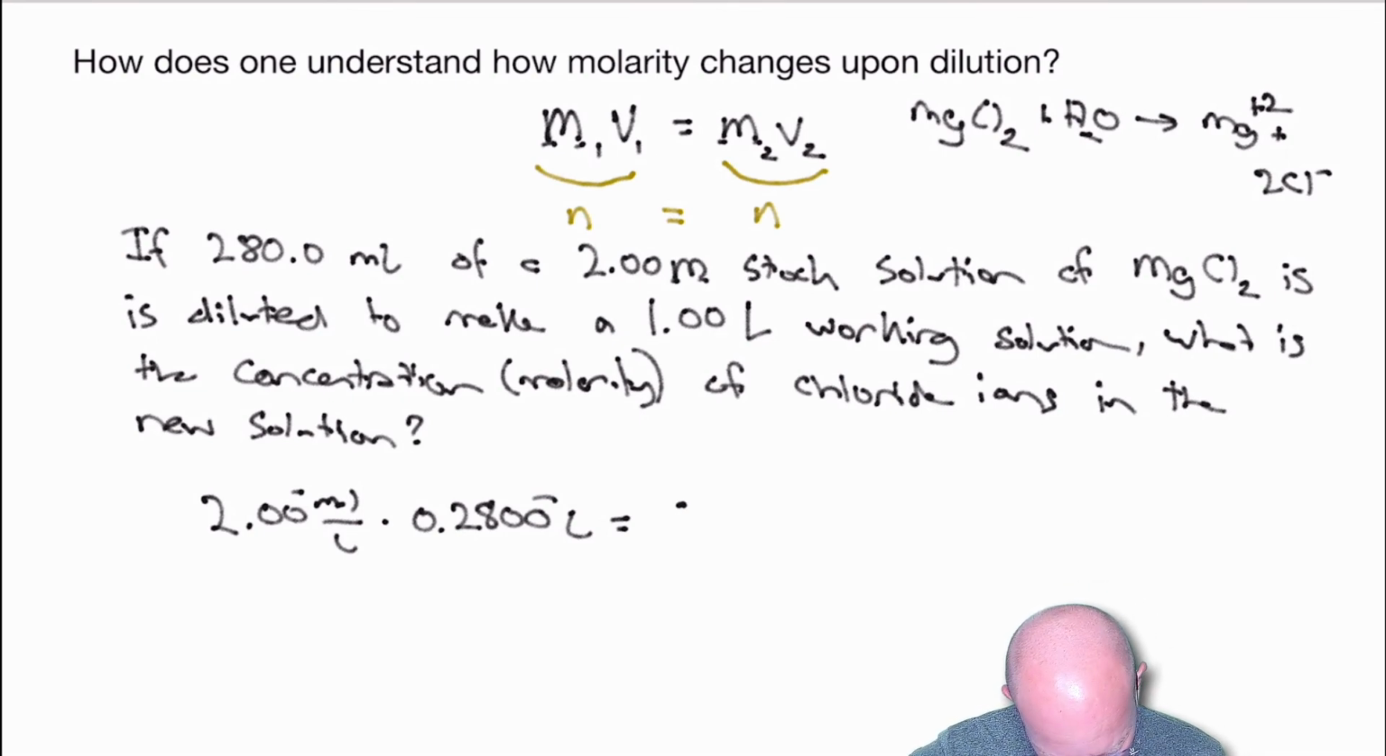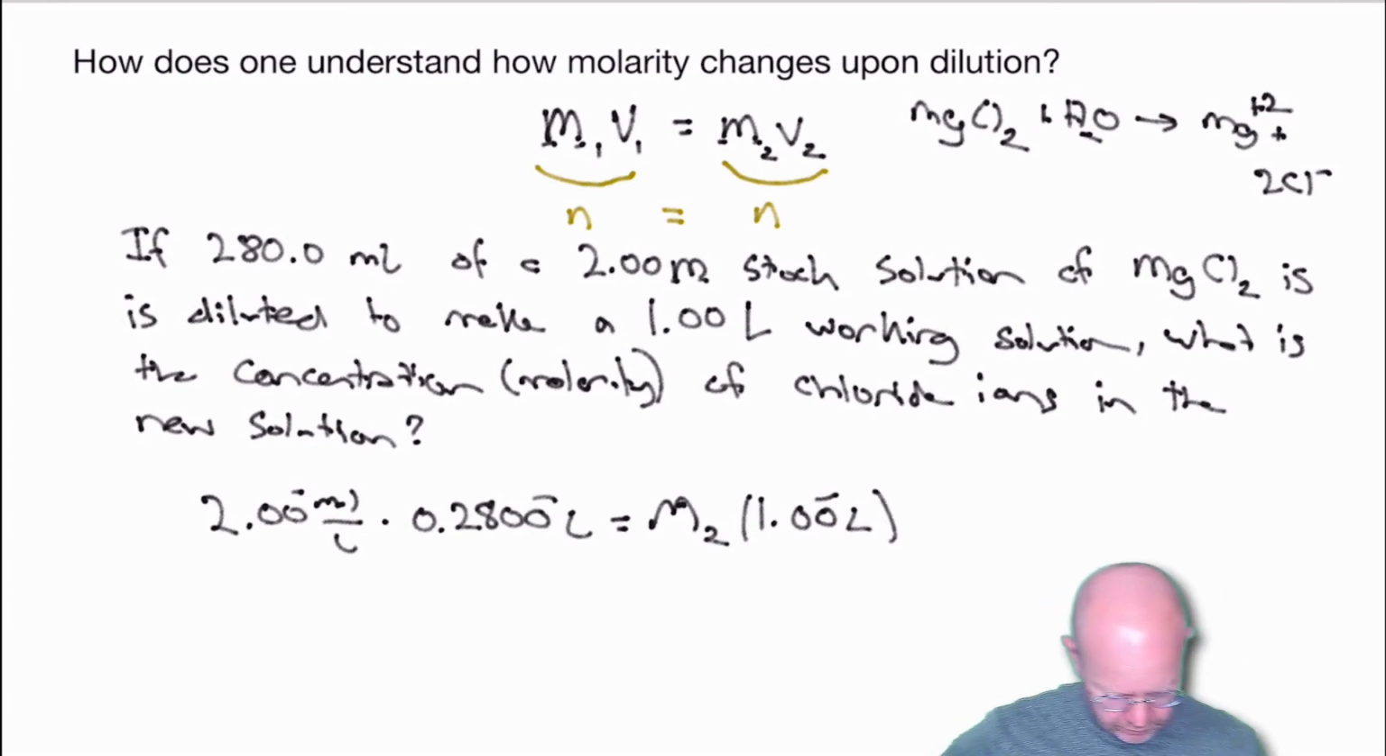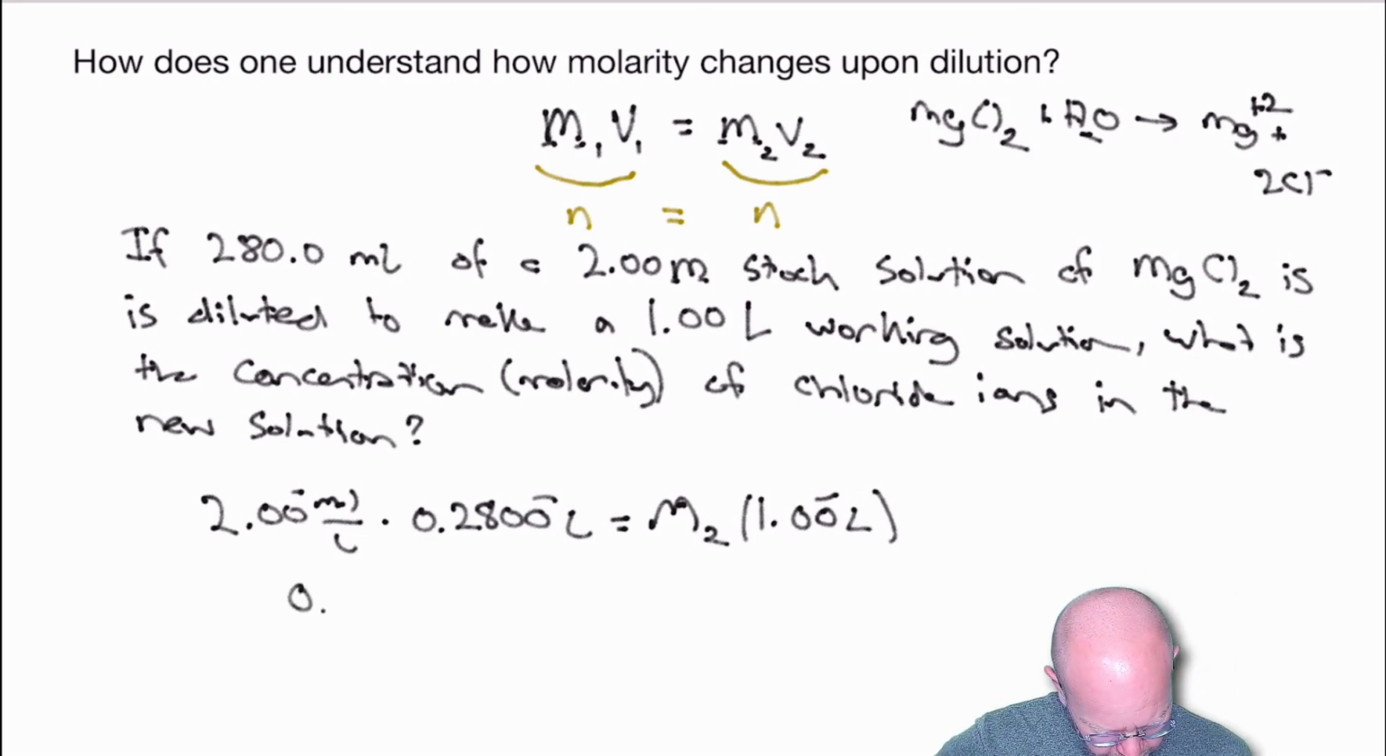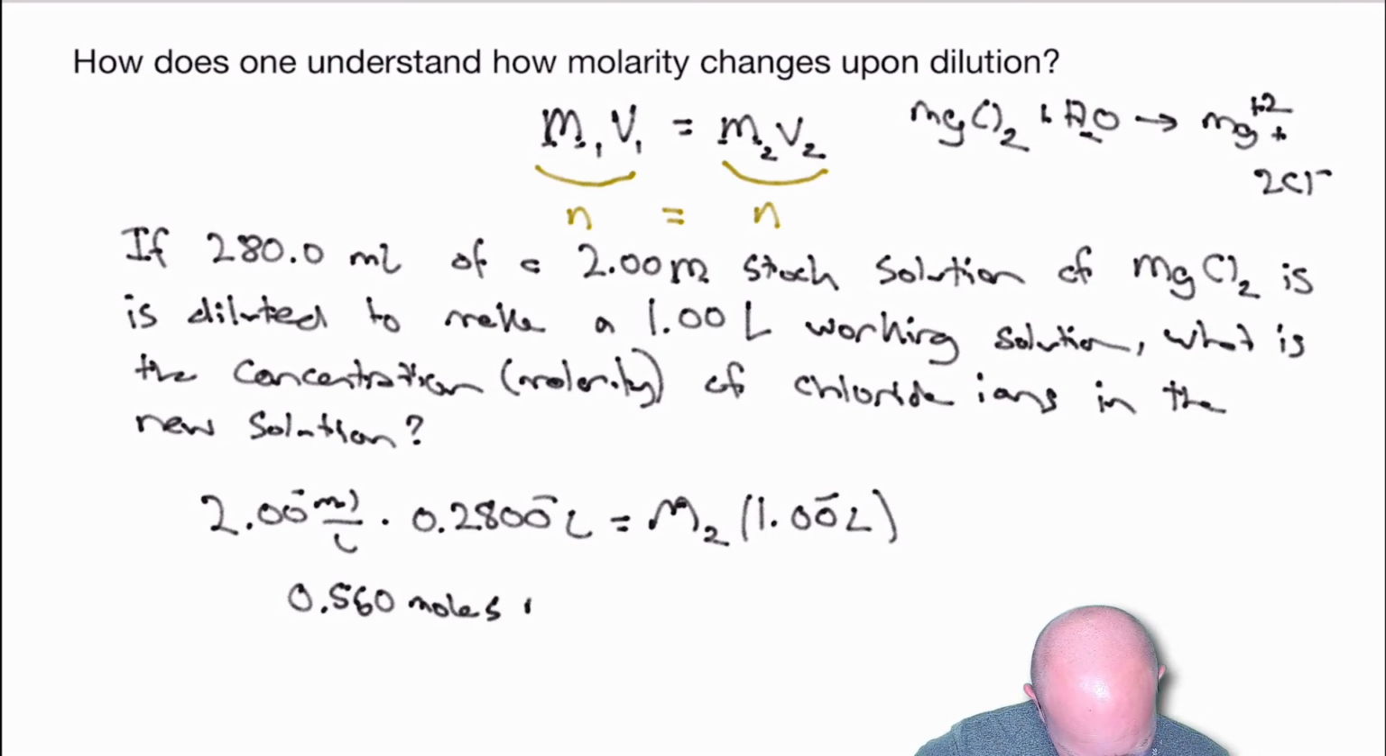And what we want is the new molarity. So we're going to say M2, that's what we're after. And we know that we're diluting to 1.00 liters of the new solution. So let's just do that math. 2 times 0.28 is equal to 0.560. Okay, and that's moles of magnesium chloride, so I'll just write it out completely. That's the number of moles of magnesium chloride, and that equals M2 divided by 1.00 liters.